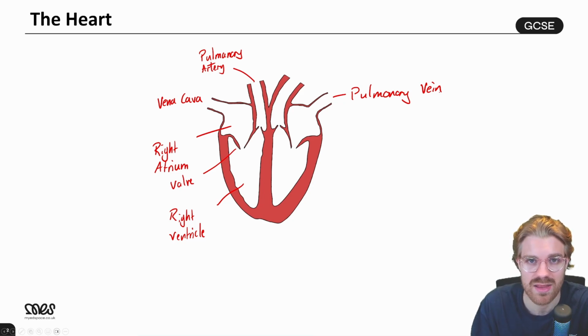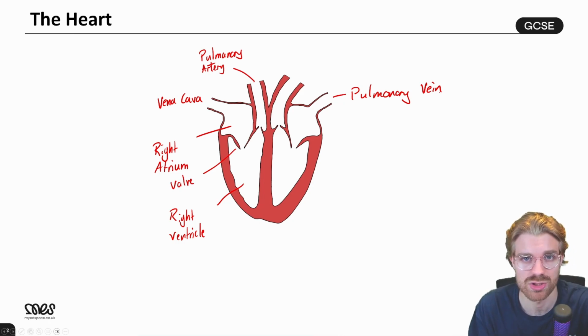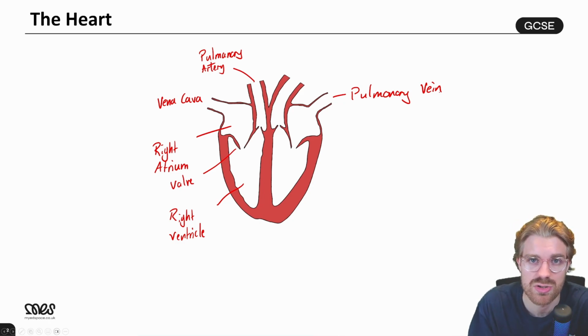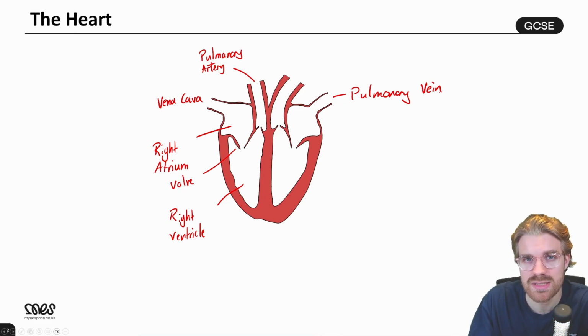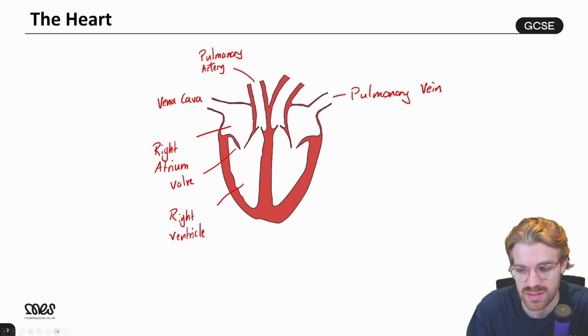And then the left side of the heart is going to pump that blood around the body. In the body, the blood is going to lose its oxygen. It's going to diffuse into the tissues and be used for aerobic respiration. So when it returns to the heart in the vena cava, it's going to be deoxygenated. So the right-hand side of the heart is deoxygenated, the left-hand side of the heart is oxygenated.